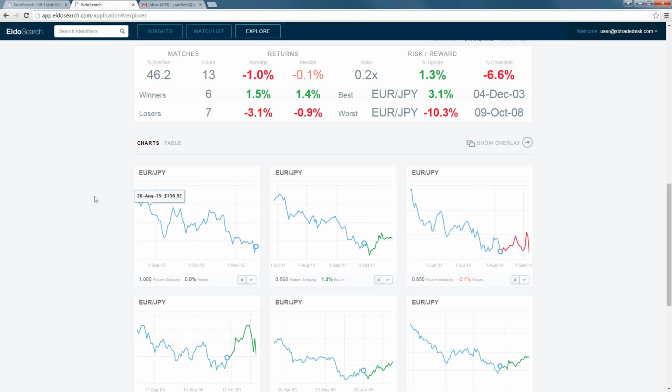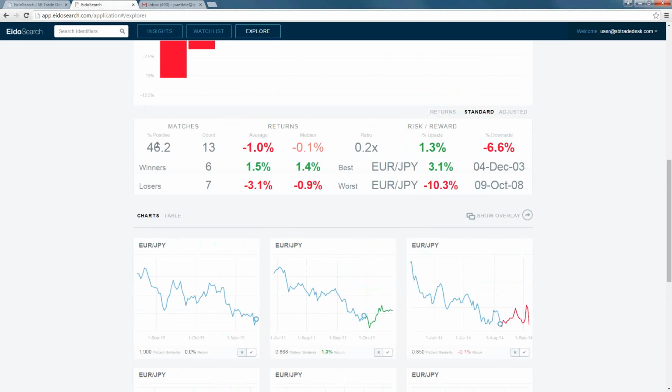You could make the threshold lower. You can make it whatever you want. This is preset to 0.7. EidoSearch has done tons of statistical analysis and studies on this in order to validate what the best numbers are, and that goes for lookback periods as well as the pattern similarity scores.